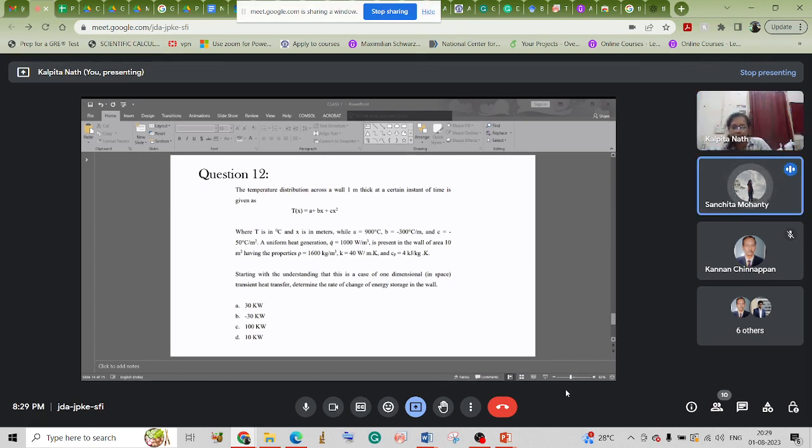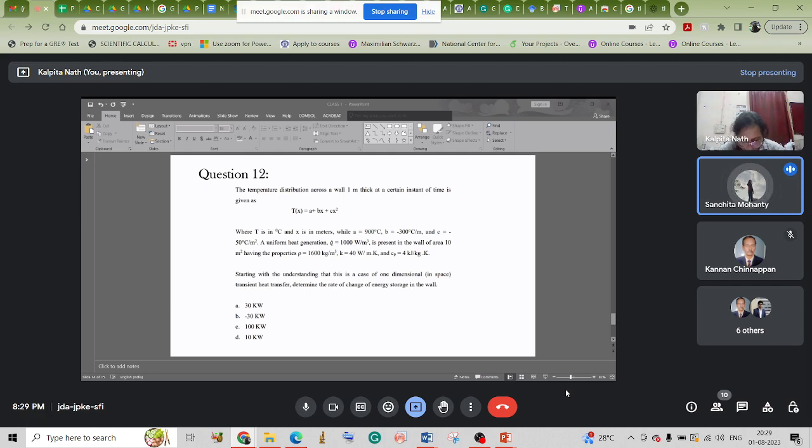Ma'am, by using conservation of energy, that equation: energy entering plus energy generated minus energy out is equal to energy stored. Correct. Then, ma'am, in energy in, that Qx will be replaced by the heat flux by Fourier's law. Yeah, correct.